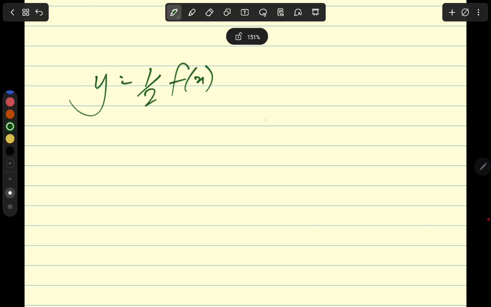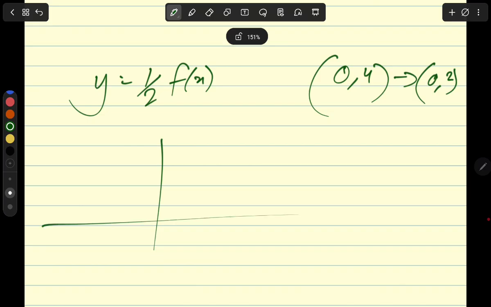Now, what does it do? So (0, 4) gets this coordinate becomes (0, 2). So now every value becomes half. So if this point was (5, 4), this is going to become (5, 2). So this value is going to come here. If this was (3, 2), this is going to become (3, 1). So now the graph is going to get opened up.